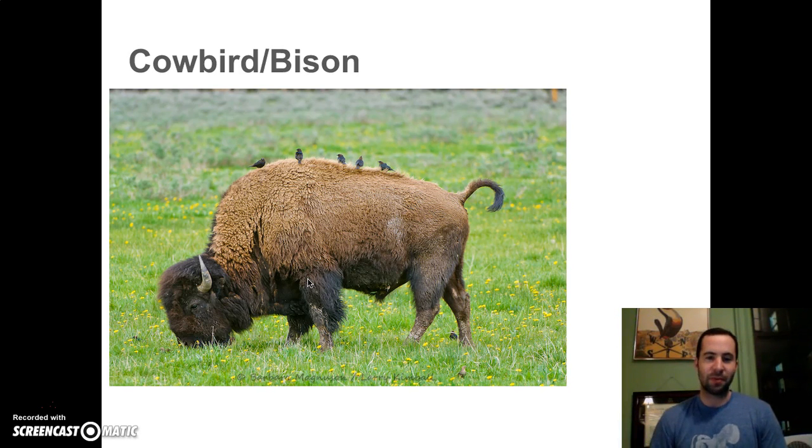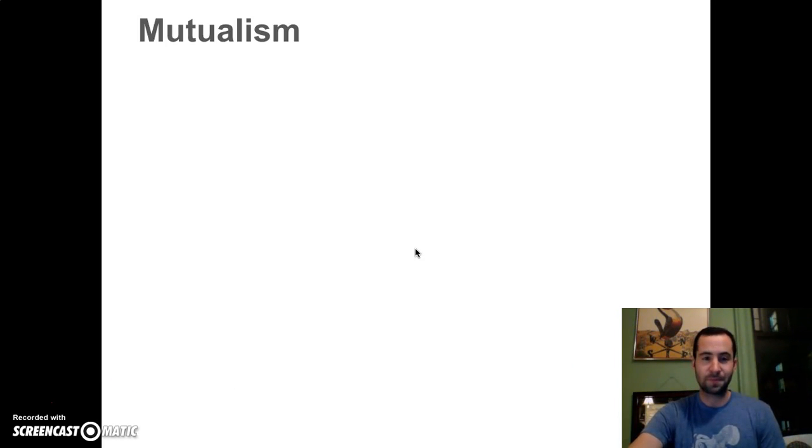Here's one more example. Here are some cowbirds and a bison. This bison isn't really harmed by these birds landing on its back. It may not even feel it, but the benefit to the cowbirds is that when the bison walks through the grass, insects fly out of the way of the bison, and the cowbird can then fly down and pick them off. So the cowbird is benefiting, and the bison really doesn't care. So that's commensalism. One organism benefits, one is unharmed.